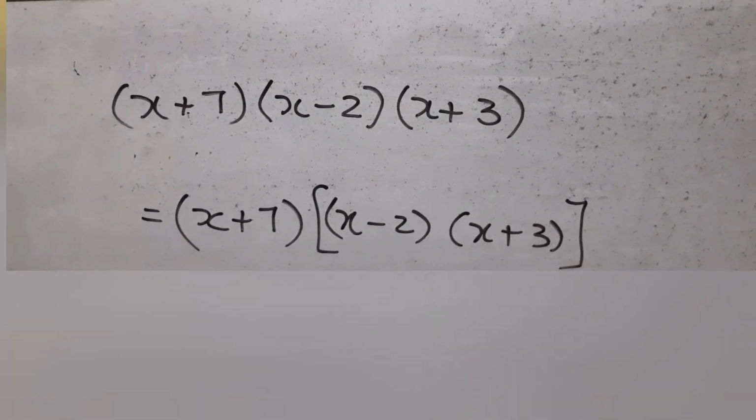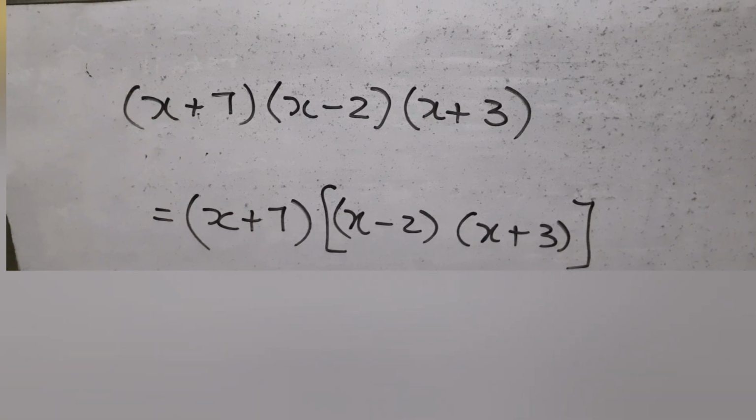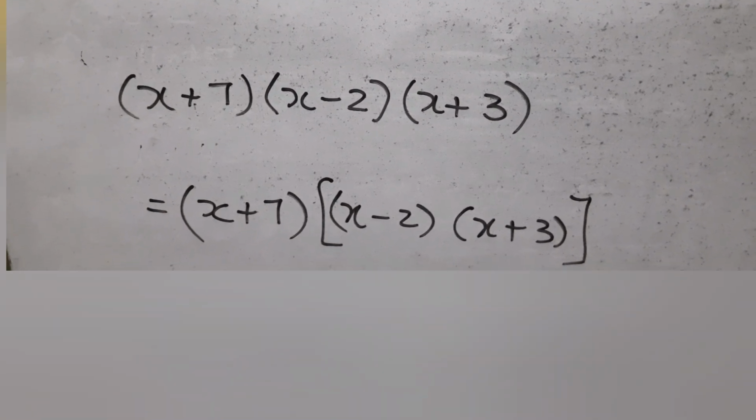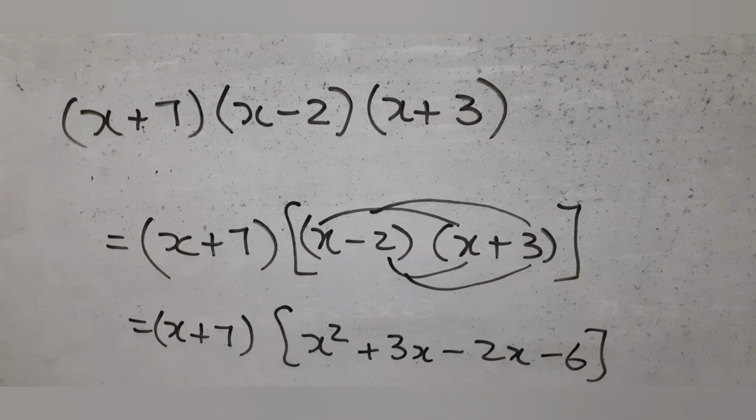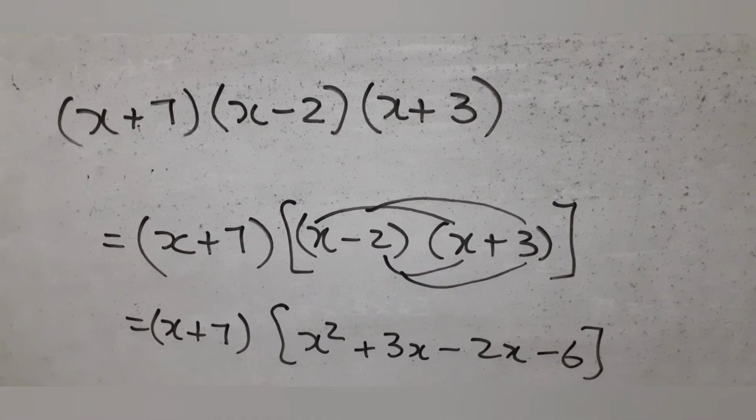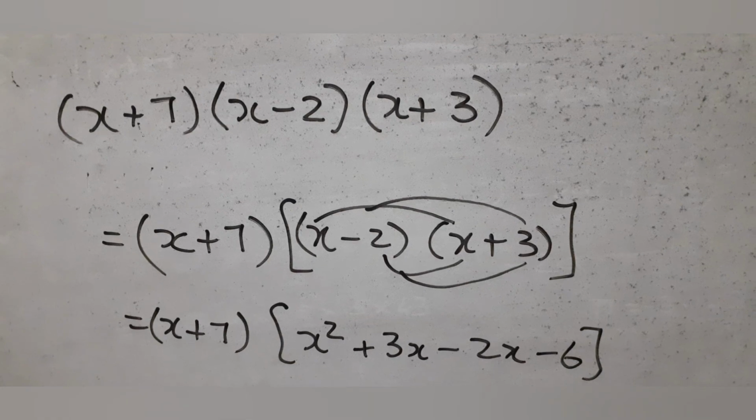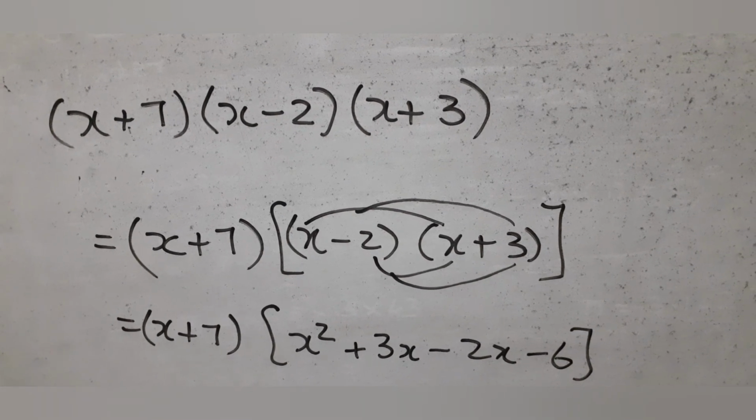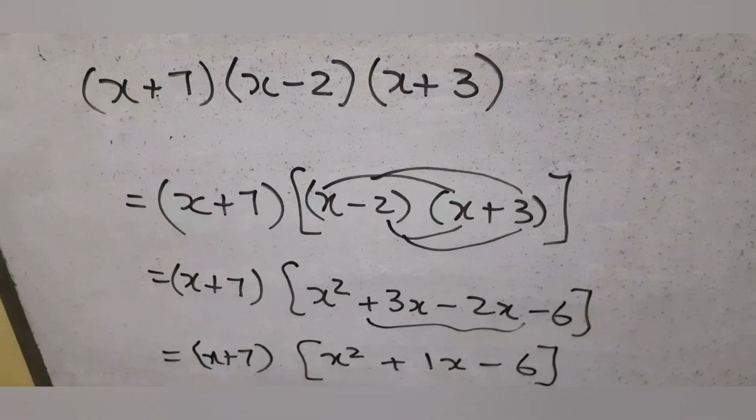The identity for (x + a)(x + b) can also be used for this group. Here I am using distribution law. After multiplying the factors, group the like terms together. Here 3x − 2x becomes 1x.